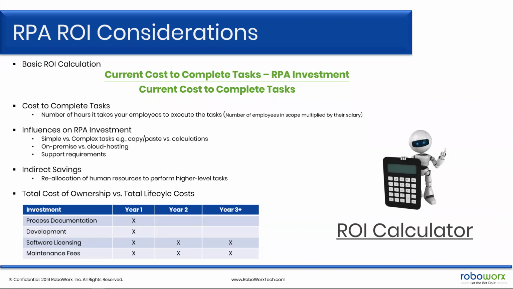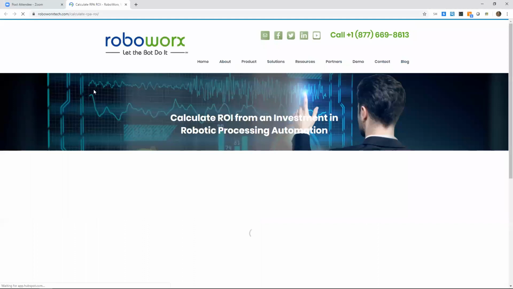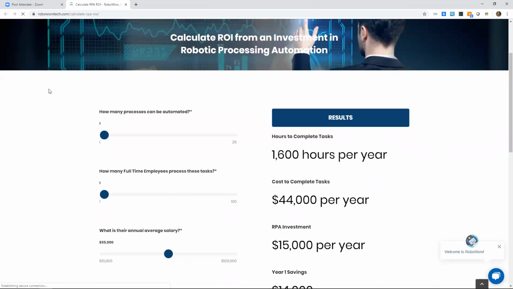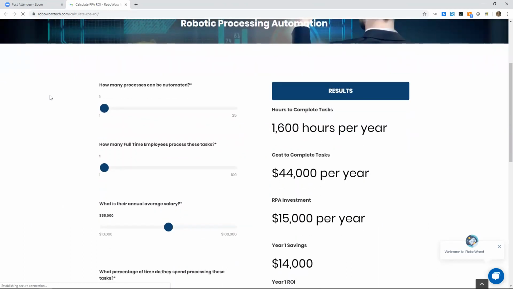But then once you get into year 2 and 3, obviously you don't have to pay for the development and the process documentation. So because of that, your RPA costs are going to be less, right? You still got your license fees and your maintenance fees, but it costs less. So that means every year that the bot's running, you'll see an even better and better ROI. Okay, so having said that, let me show you this tool. And I'll preface it by saying that this is directional, right? It's going to depend on all of the things I was talking about today, but at least it gives you an idea of how to calculate the ROI.